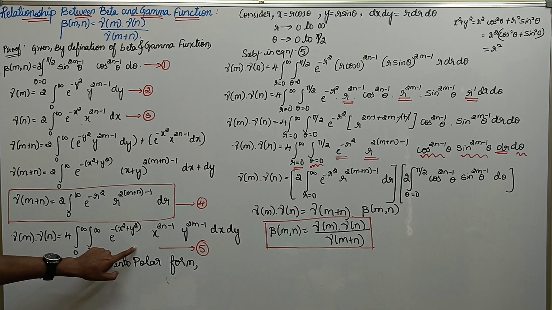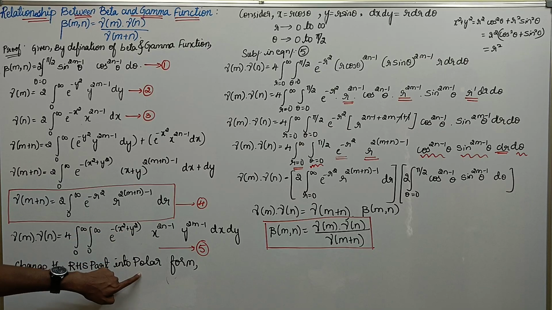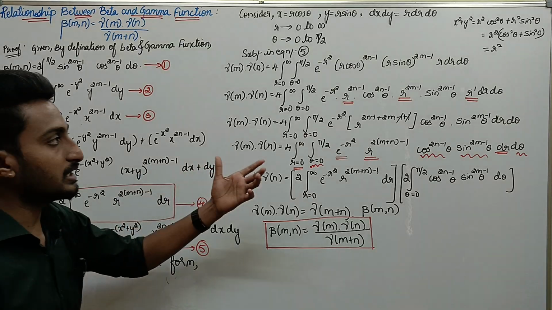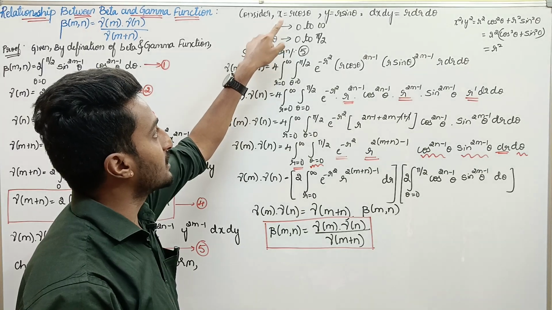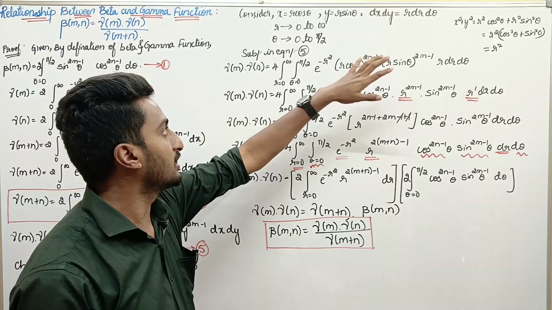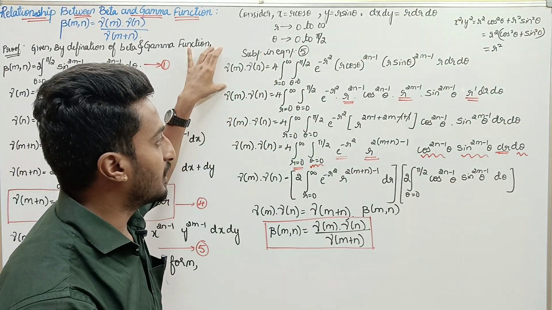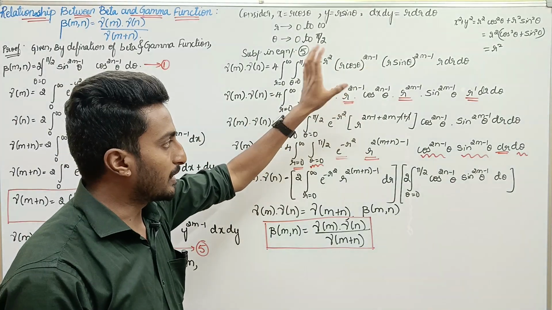Considering this equation 5, you are supposed to change the RHS part from Cartesian to polar coordinates. To convert Cartesian to polar coordinates, we need x as r cos theta, y as r sin theta, dx dy as r dr d theta. Change the angle, radius and theta. Substitute in equation number 5. Split the terms step by step.